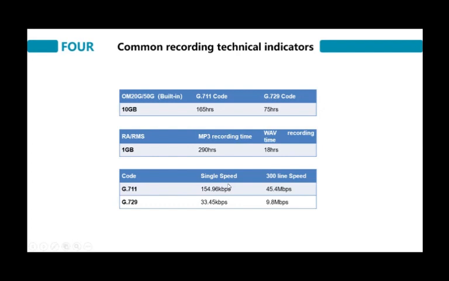As you can see, G711 has a 154 compared to G729, which is 33.45 kbps. But that's for a single speed.